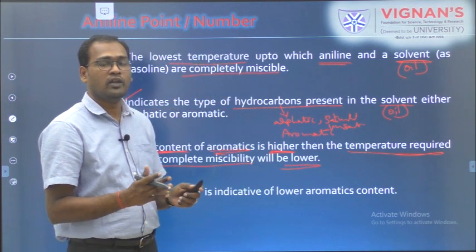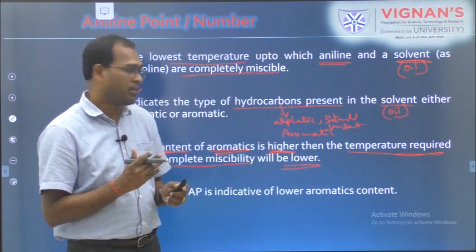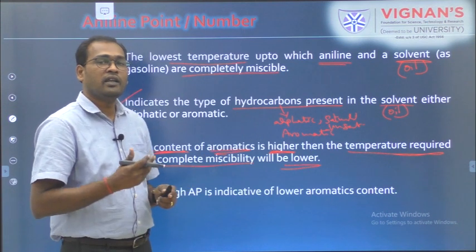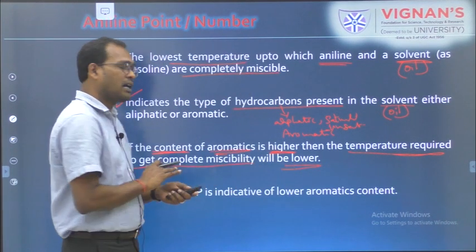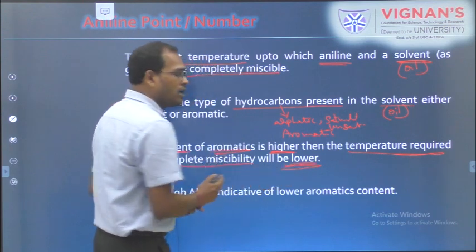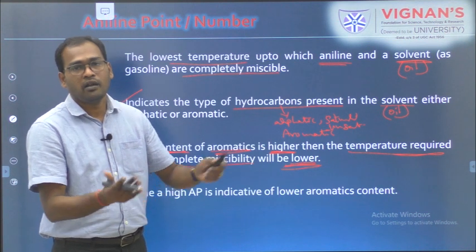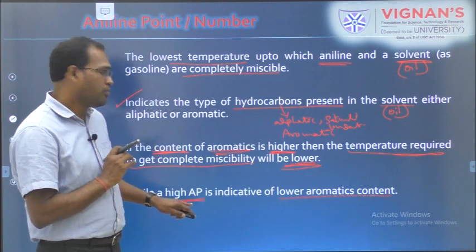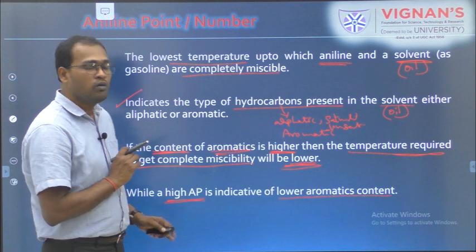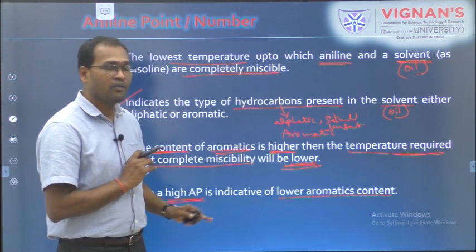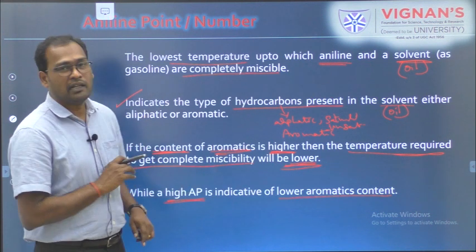If the oil has a very high hydrocarbon content in the form of aromatics, then the temperature required to get complete miscibility will be very, very low. At lower temperature itself, it starts getting miscible, or it can separate very fast. A higher aniline point indicates a lower percentage of aromatics present in the system, and a low aniline point means a high amount of aromatics present in the system. So this can be identified using the aniline point.